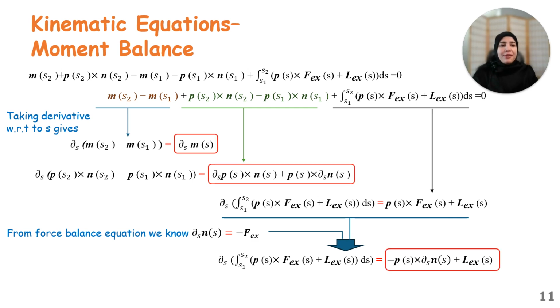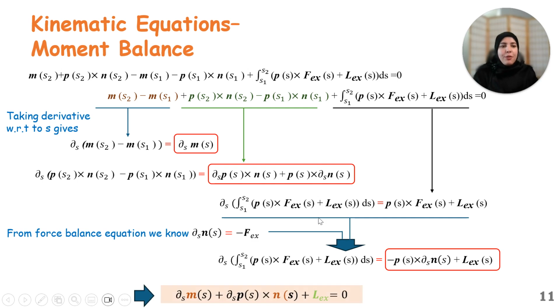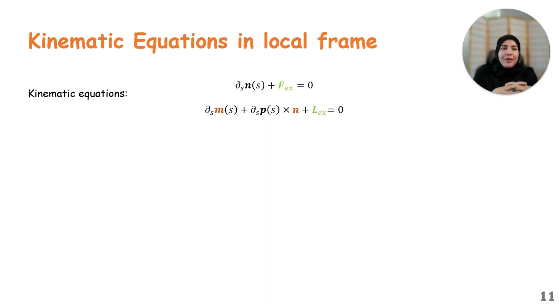Finally, substituting these three terms in the original equation gives the moment balance equation as the derivative of the moment with respect to s plus the cross product of the derivative of the position vector with respect to s with internal force plus the external moment equal to 0. So far, we obtained the kinematic equations as you see here.